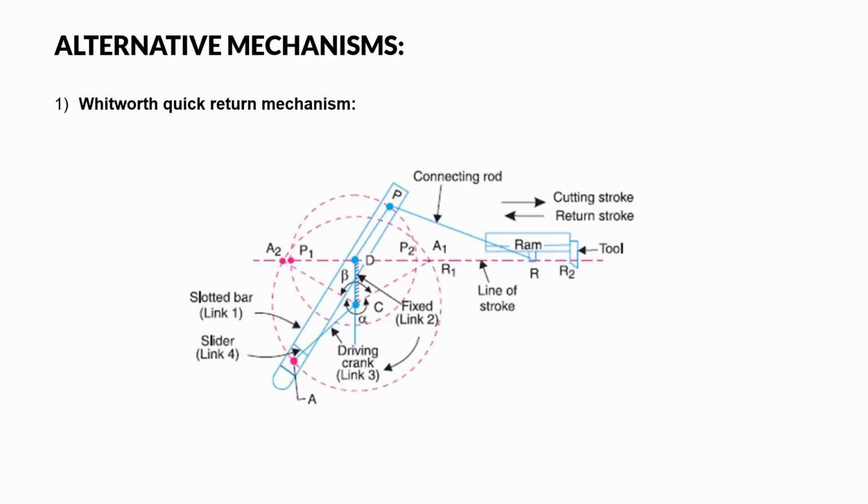Now we will discuss some alternative mechanisms which can provide us the same function. First is the Whitworth quick return mechanism. The point P goes from P2 to P1 in the backward stroke and from P1 to P2 in the forward stroke. When it goes from P2 to P1 in the backward stroke, it goes much faster as compared to when it goes from P1 to P2 in the forward stroke.